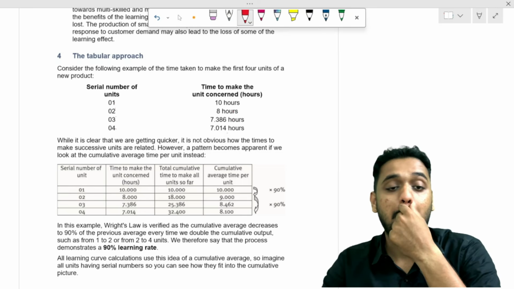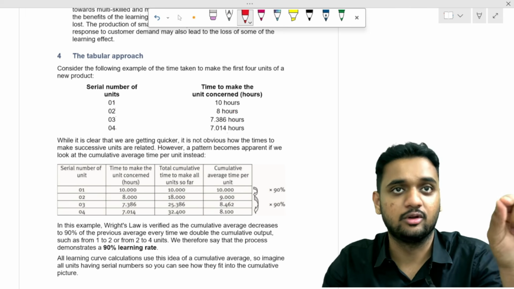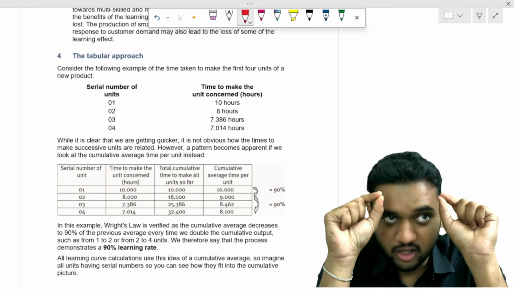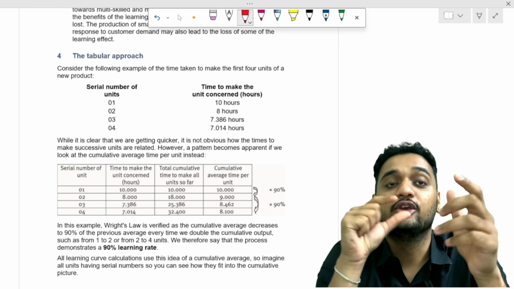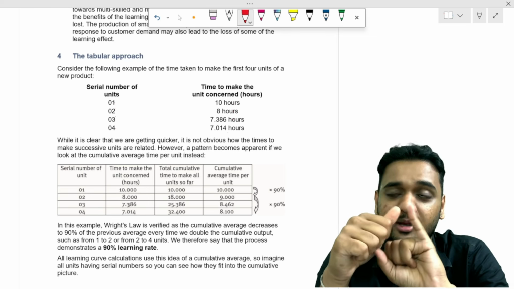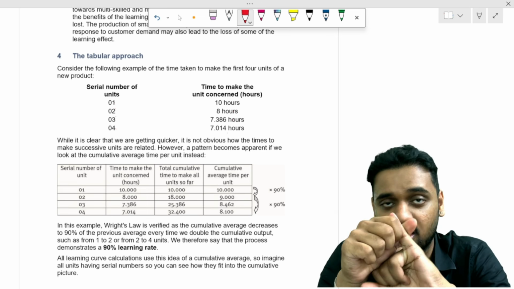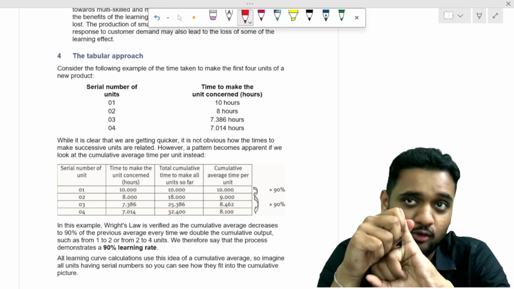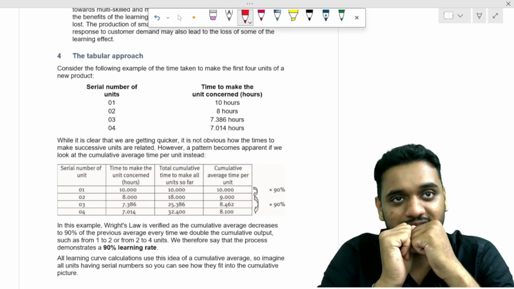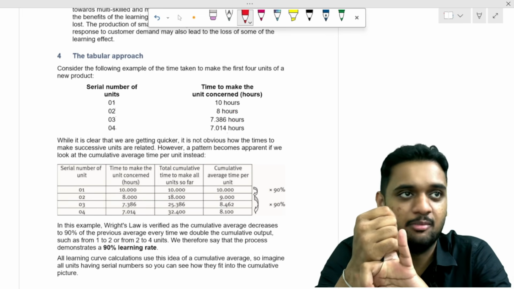Listen to me. We are not talking about the time taken to produce the fourth unit, third unit, second unit. That model works only for cumulative average time. There's a difference between two things. Time taken to produce the fourth unit is different. Listen to me carefully. The cumulative average time of 4 units is different. What do you want? Cumulative average time of respective units.